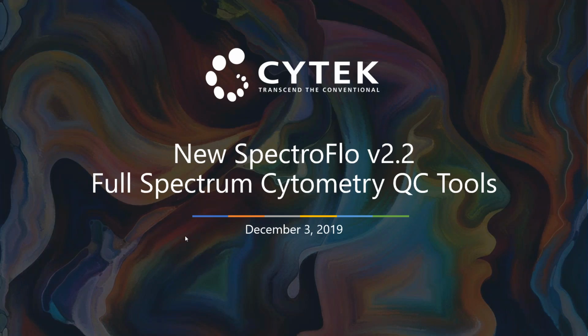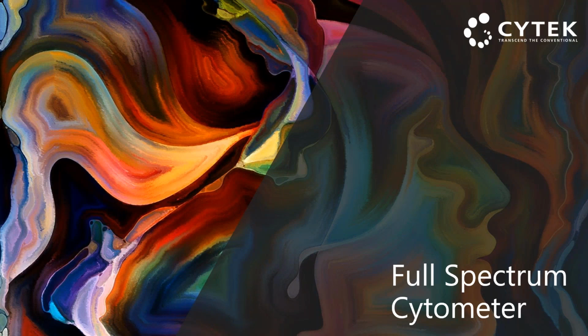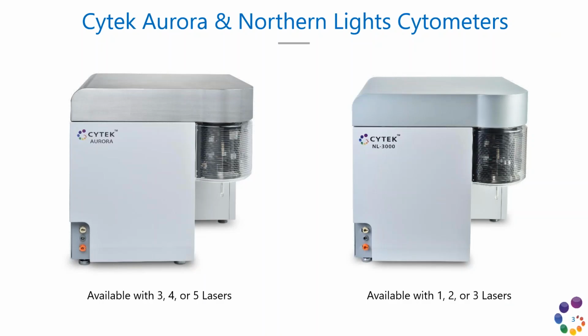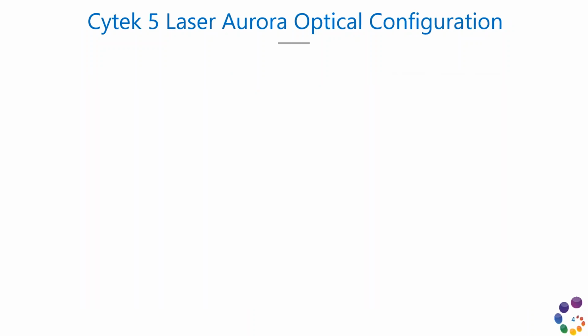All right. And before I jump into all of the great SpectroFlo version 2.2 tools, I'd like to step back and quickly highlight the platform that the data we'll go through today was collected on. So that data was generated from a full spectrum cytometer from Cytech. And there's two different product lines for these. There's the Cytech Aurora, which comes with 3, 4, or 5 lasers. And there's also the Northern Lights product line, which can be available with 1, 2, or 3 lasers.